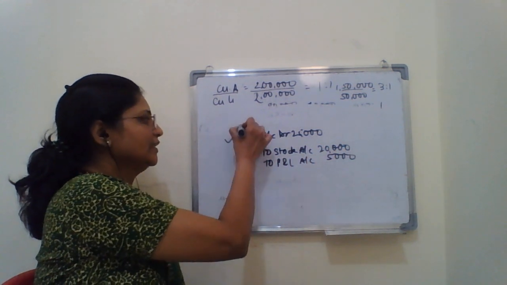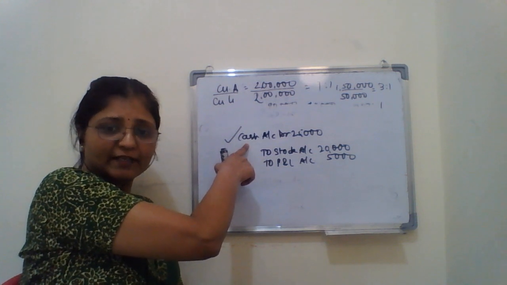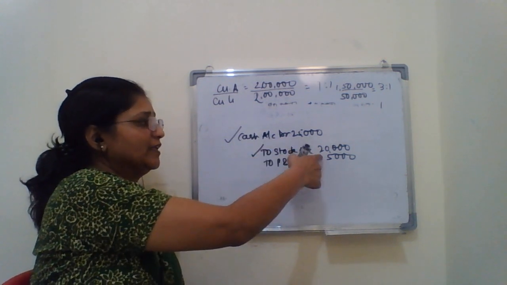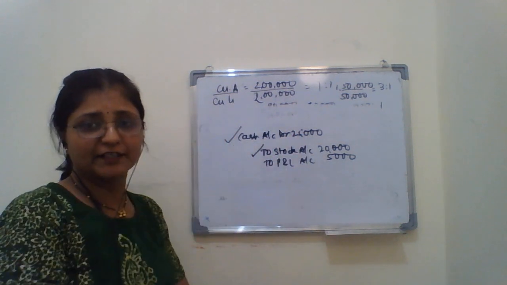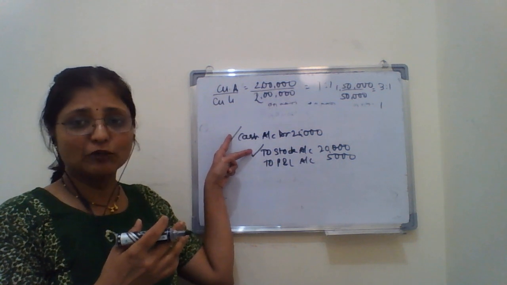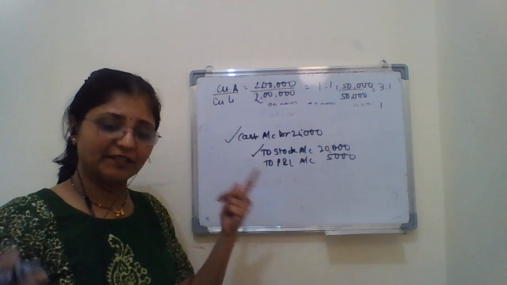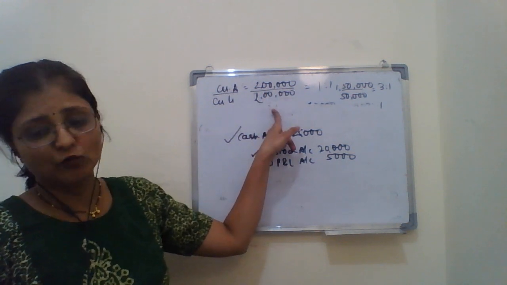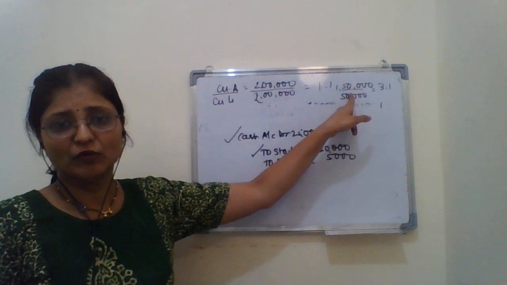So cash will increase by 25,000. It means current asset increases by 25,000. Stock is reducing by 20,000. It means current asset will get reduced by 20,000. So the ultimate effect is current asset only is increasing by 5,000. So in the first case 2 lakh 5,000 by 2 lakh, so the ratio is definitely going to improve.